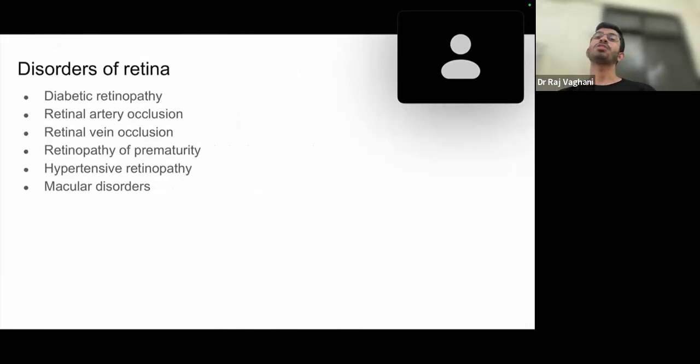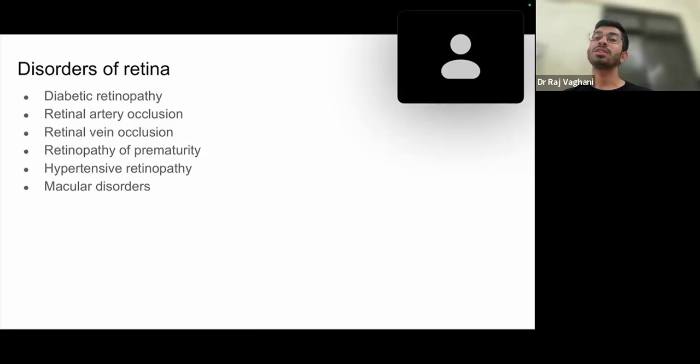Now, disorders of the retina. We'll discuss diabetic retinopathy. It is also a very important presentation that you may encounter in your ophthalmology department, because people having uncontrolled diabetes for many years develop diabetic retinopathy as a complication of their diabetes. Because of the sugar spike, they develop this condition, diabetic retinopathy.